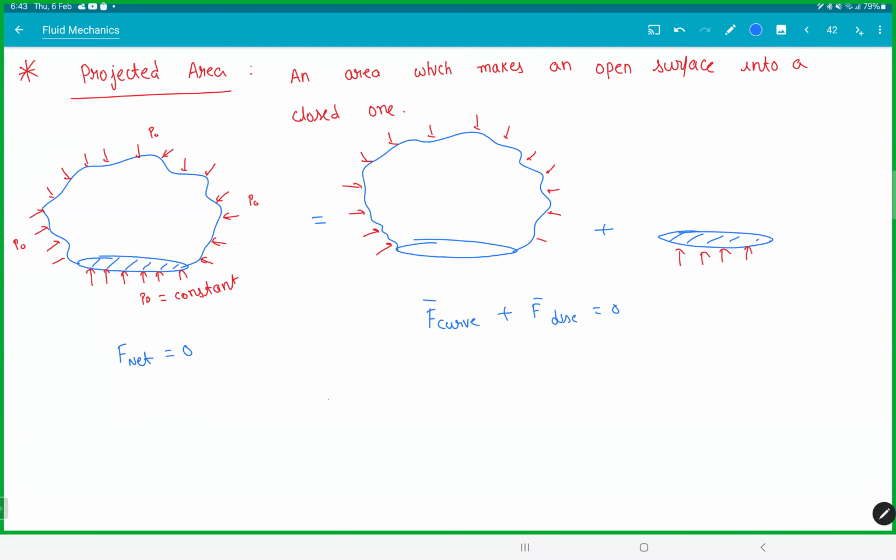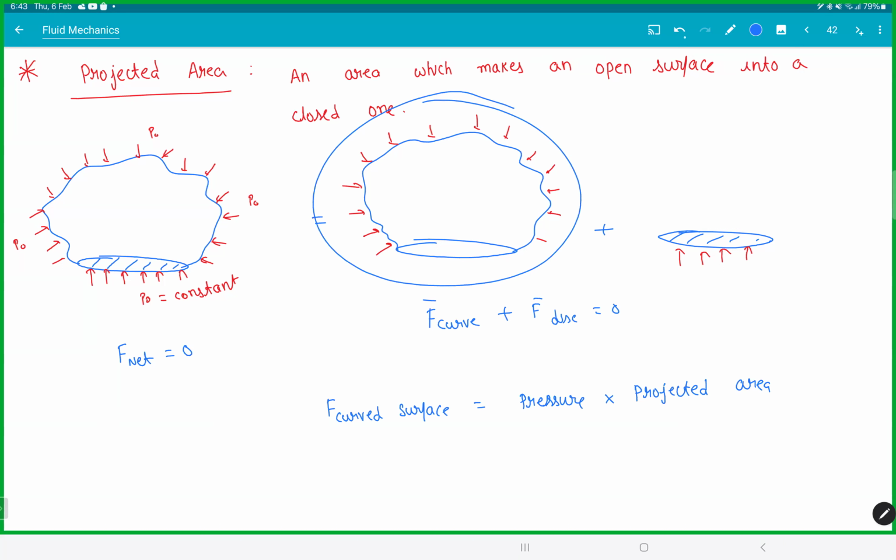Makes sense? So the force on this curved surface is pressure into projected area. So in this case, the projected area is the disk. So if you put the disk there, you can make this figure into a closed figure. The only problem is this is valid only for constant pressure. Let me show you some examples.